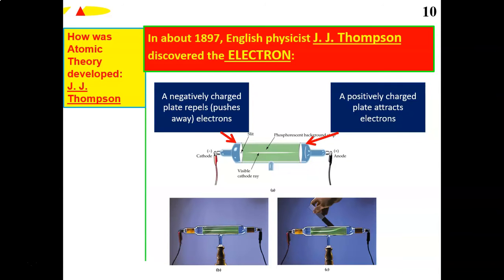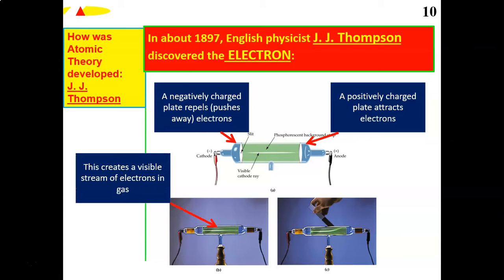So the positively charged plate attracts the electrons there. And this creates a visible stream of electrons. You can actually see electrons. There's massive numbers of them, but you can go ahead and see the electrons there.